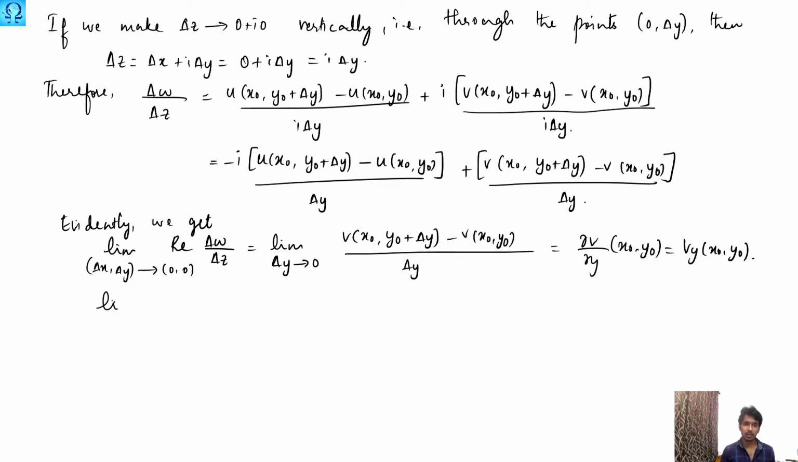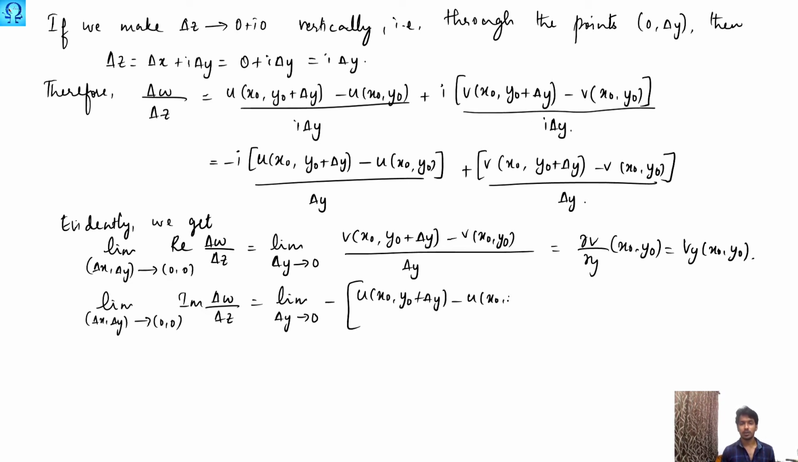And similarly the limit as delta x, delta y approaches 0, 0 of the imaginary part of delta w upon delta z happens to be the limit as delta y approaches 0 of minus iota times u of x naught comma y naught plus delta y minus u of x naught y naught upon delta y. This is minus del u upon del y evaluated at the point x naught y naught. This shall also be written as minus uy of x naught y naught.